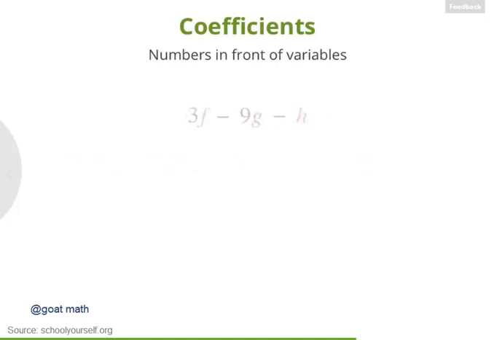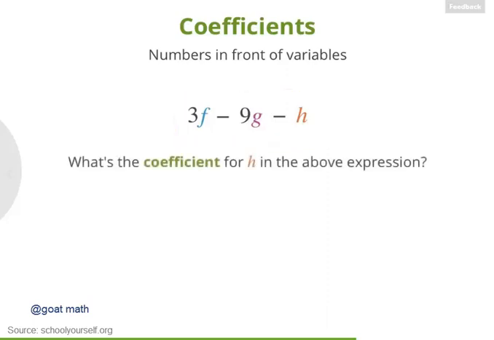For your final challenge, take a look at this expression, 3f minus 9g minus h. What would you say is the coefficient for h? This is tricky, so feel free to ask for a hint if you need it. Nicely done. There's no number in front of the h, but it's the same as 1h. And subtracting 1h is the same as adding negative 1h. So the coefficient for h is negative 1. Great, so now you have some experience identifying coefficients in algebraic expressions.